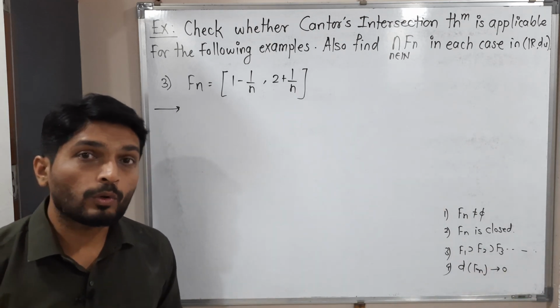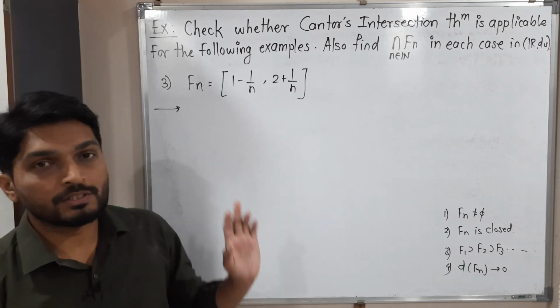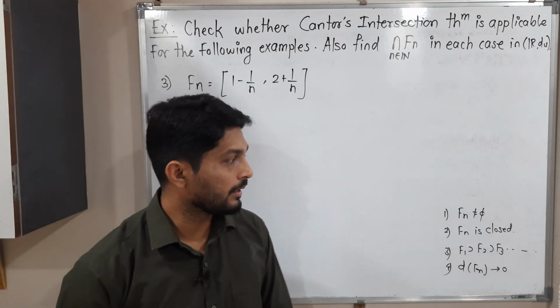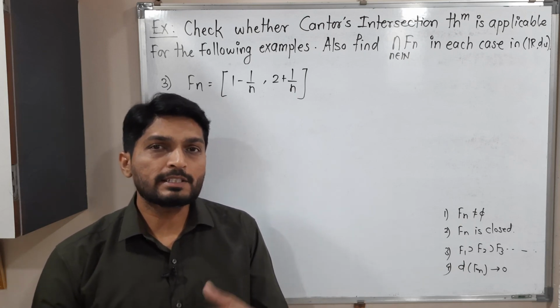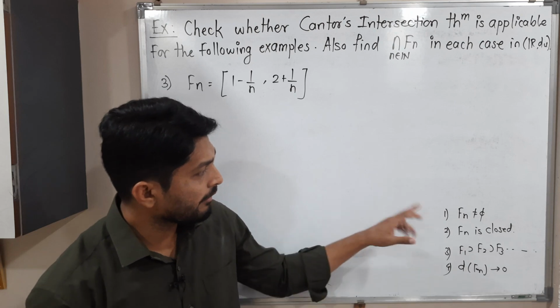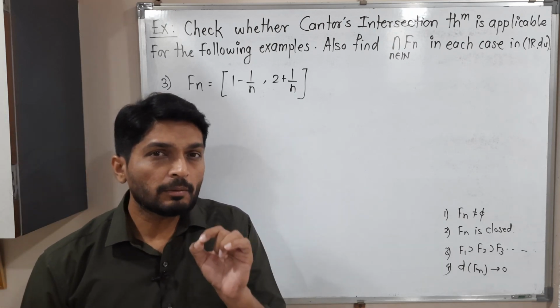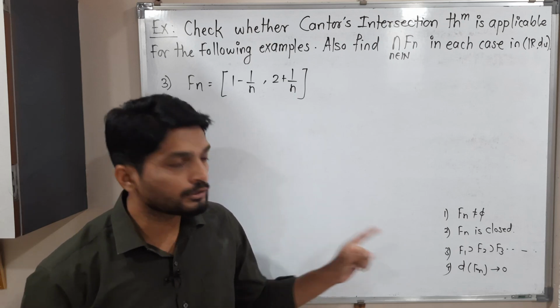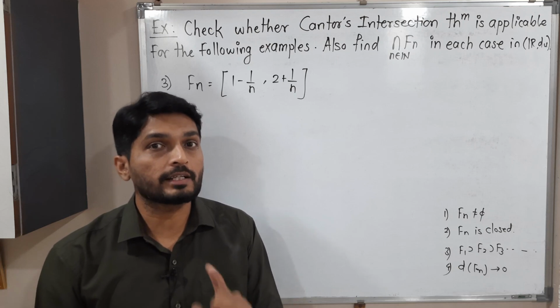So if all four conditions are satisfied for this sequence of sets, then we can say Cantor's intersection theorem is applicable. We will check all these conditions one by one. Fn is non-empty. Clearly there are some elements, so it's non-empty. I am a little doubtful about the last condition, so I will directly jump to the last condition and check whether it is satisfied or not.